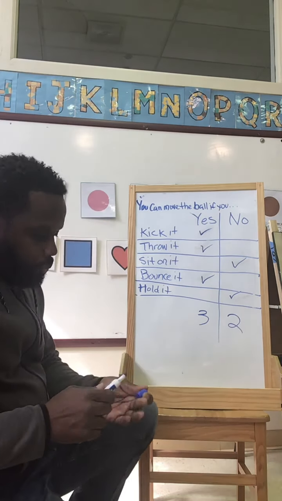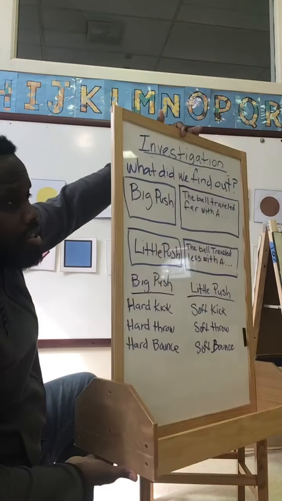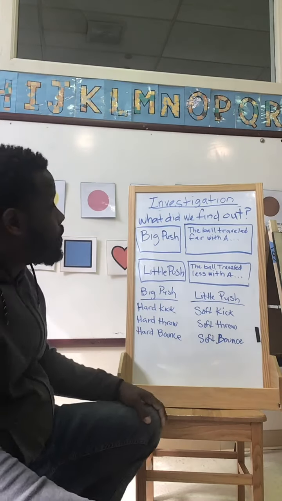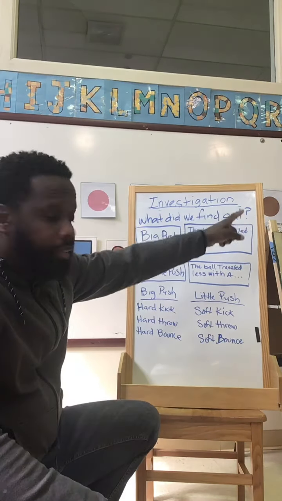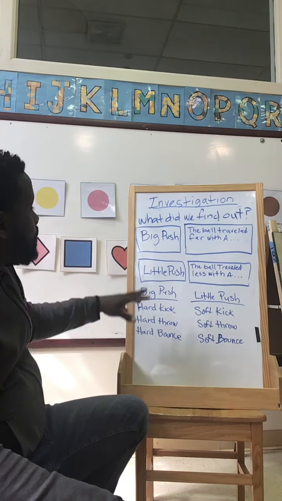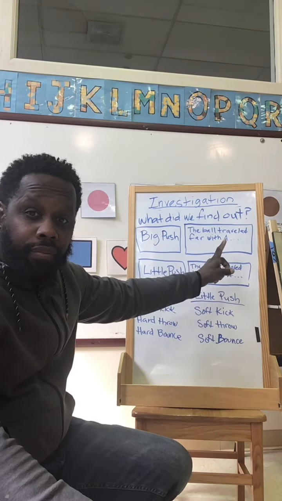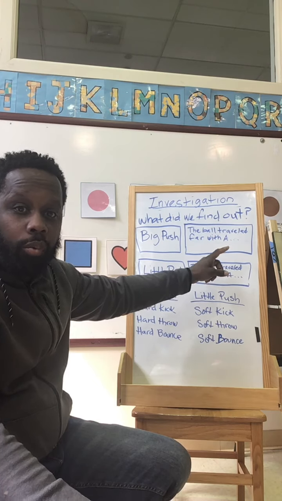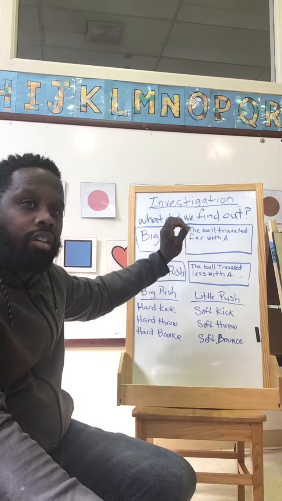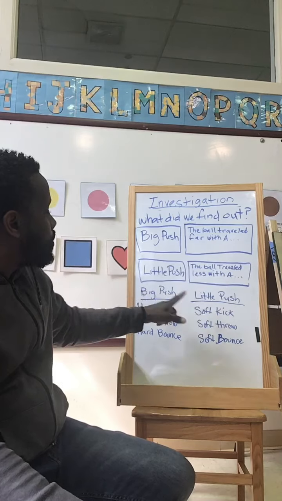All right. For what we're going to do now, we are going to do one last thing. This is our exit ticket before we get ready for gym in our investigation. What did we find out from big push and the little push? Big push means the ball traveled far with some kind of force. We're going to plug them in. And what you're going to do on your sheet before you leave, you're going to plug in what you discovered. So I'm explaining the sheet. What did we find out with a little push?